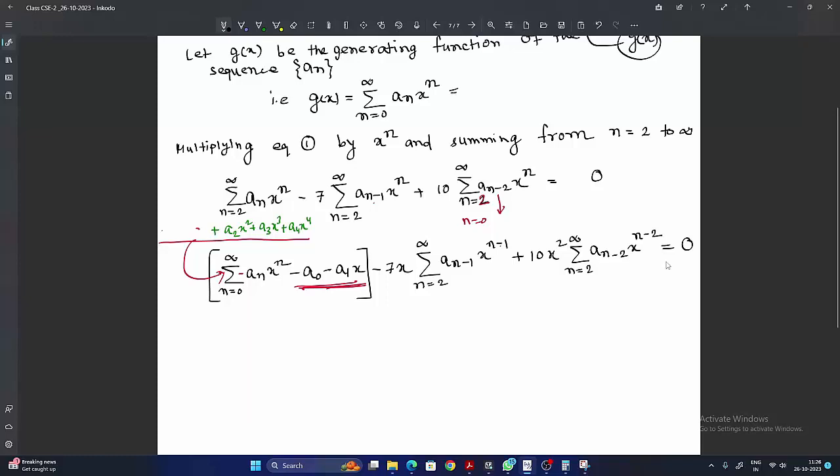n = 0 to infinity, that means the first term is a0, second term is a1x, third term is a2x², fourth term a3x³, then a4x to the power 4. So this is our general expression.